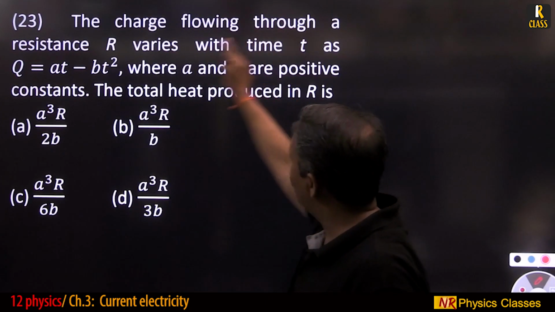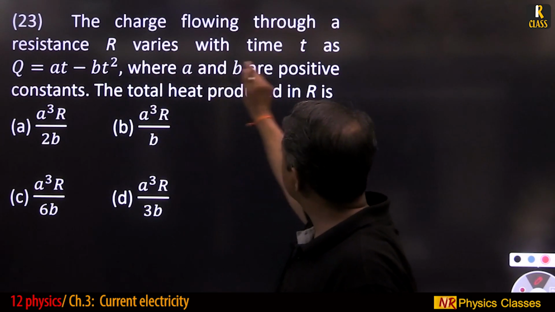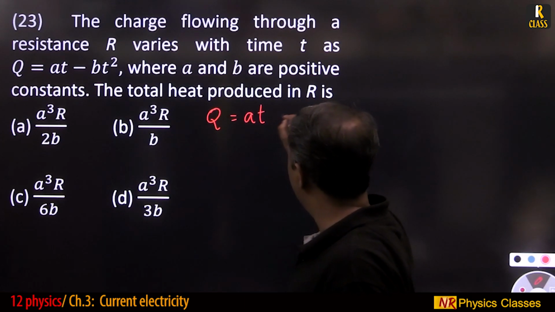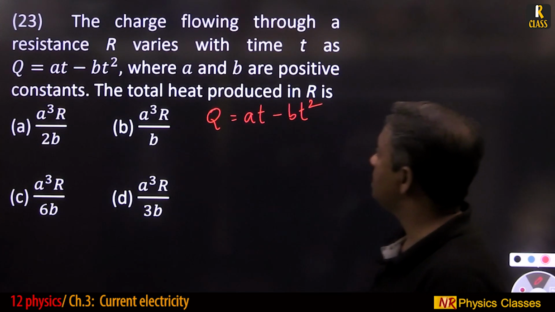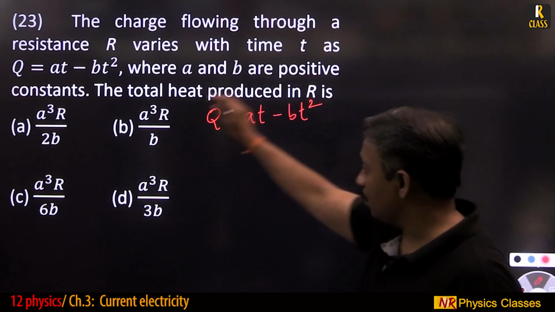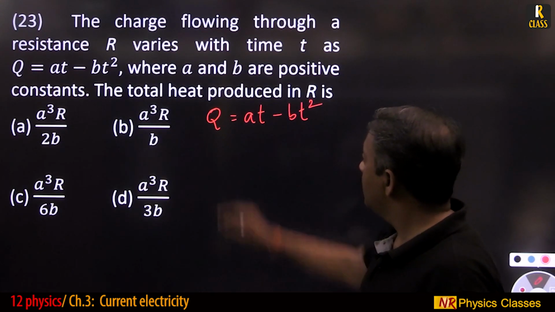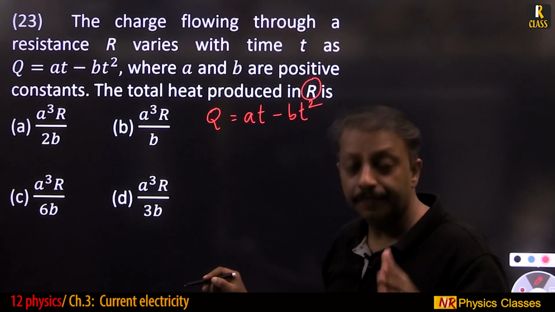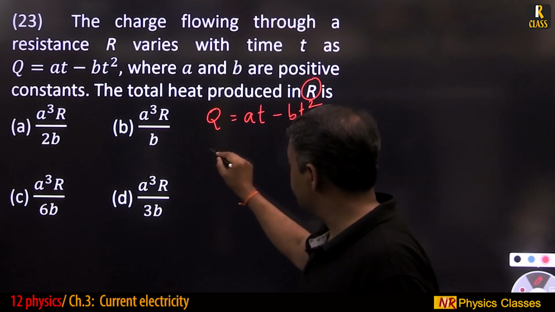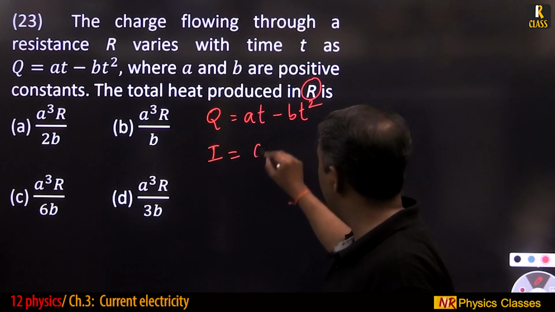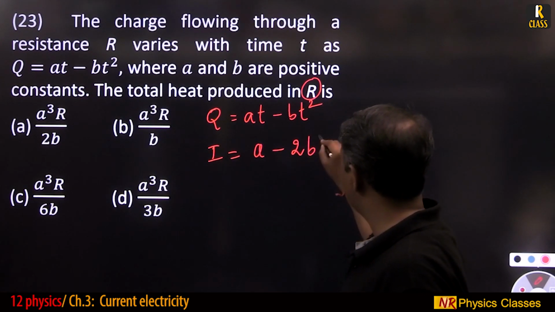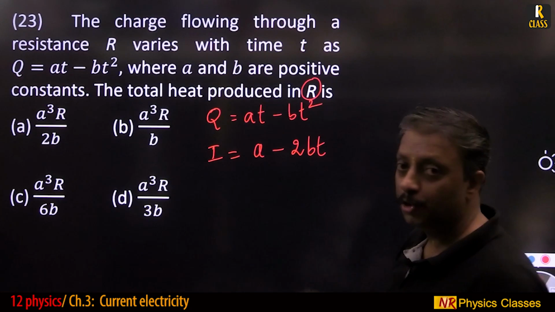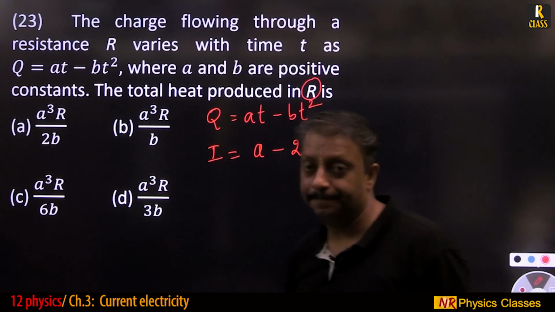Charge flowing through a resistance R varies with time as Q equal to A t minus B t square, where A and B are positive constants. The total heat produced in R? So to find heat, we need current. Differentiate: current equal to A minus 2Bt. Differentiate A, differentiate t square, 2t into B. So this is the expression for current.